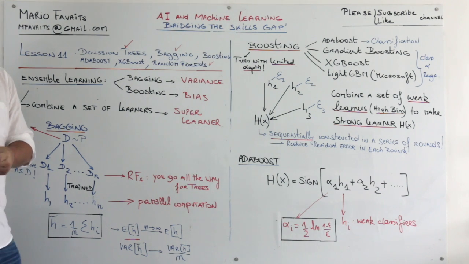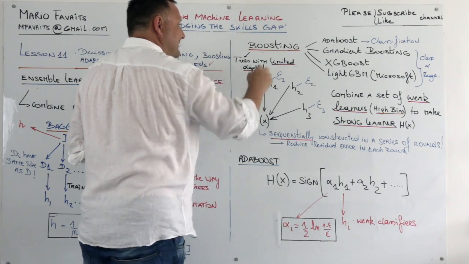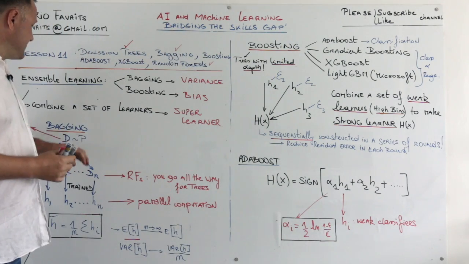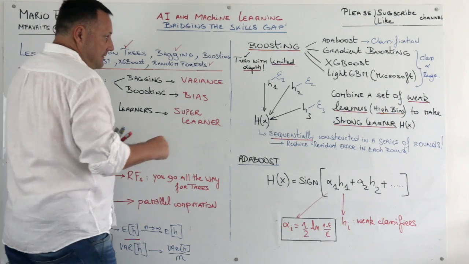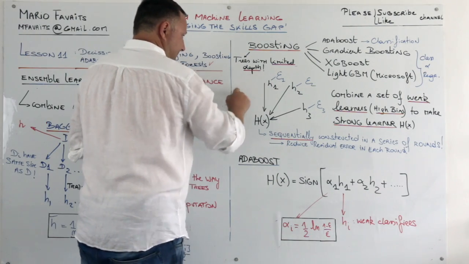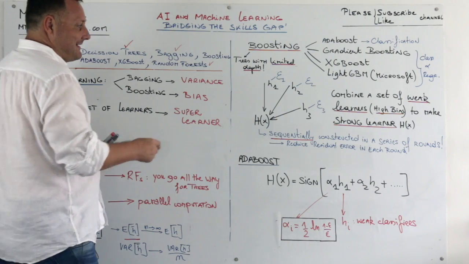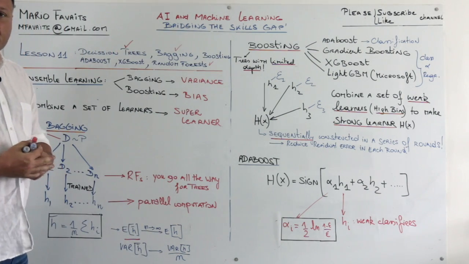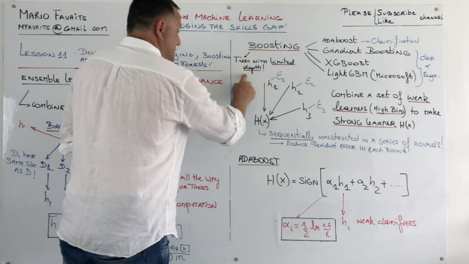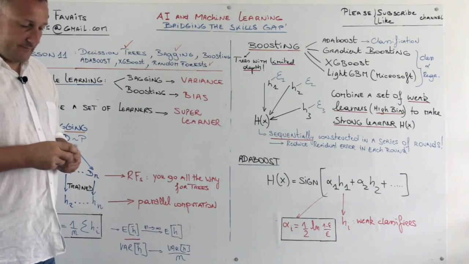Okay, let's now take a look at boosting. Boosting is different. It's still ensemble learning. We still go from a set of learners to a super learner. But one thing in boosting, for example, is that the trees you will build are going to be limited in depth. You're not going to go all the way as you do with random forest. That's basically to counter variance and overfitting.